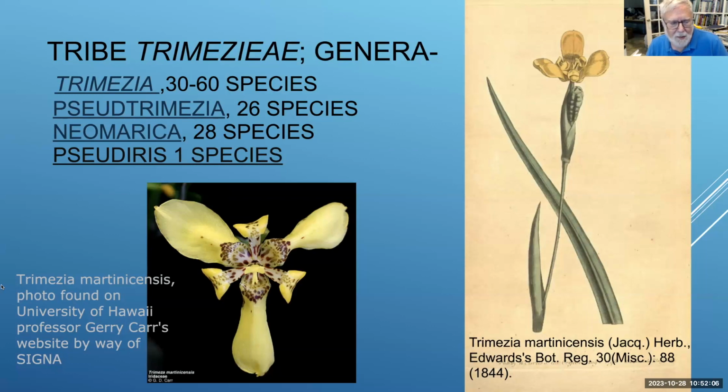Trimesia martinicensis is one that's grown in the islands just off the coast of Florida. So it's probably more grown than most of them. But this is a group that's not as well known to most people. Let's go to the next slide.